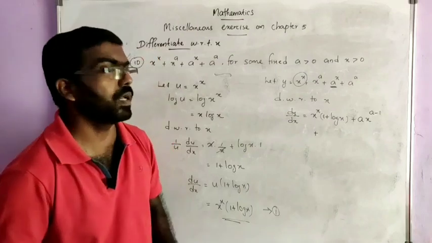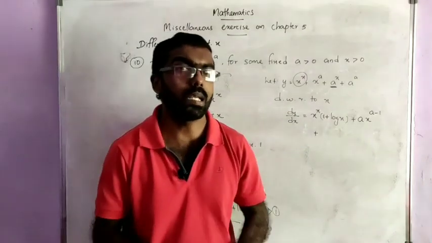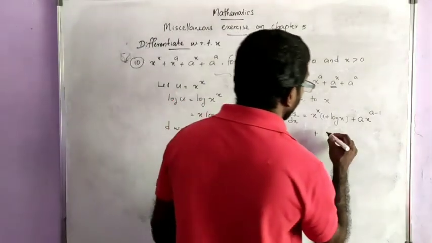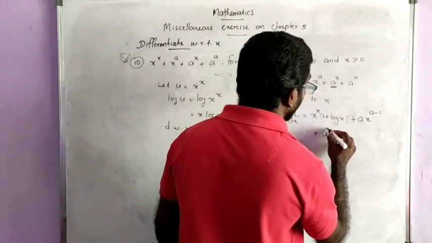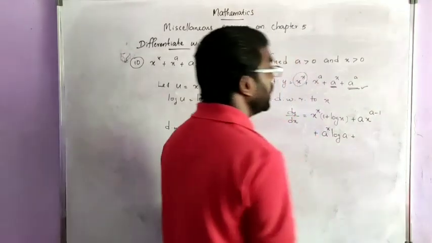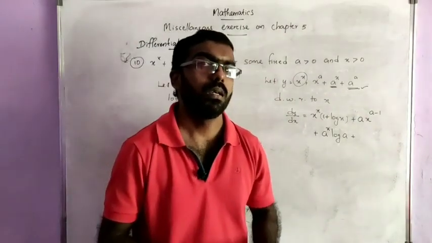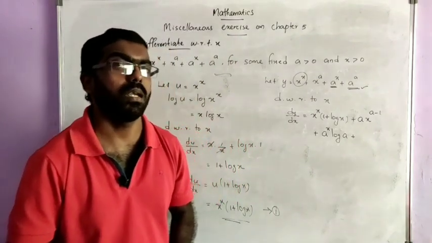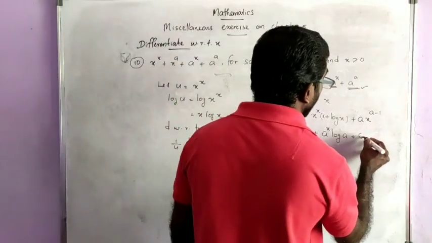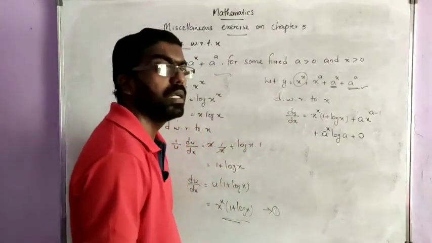a raised to x also we have a direct formula. Derivative of a raised to x is what? a raised to x into log a. Okay, that you already learned. Derivative of a raised to x is a raised to x log a. Then plus, the last term is a raised to a. Here a is a constant. So a raised to a is also a constant, and the derivative of a constant is what? 0. So the derivative of the last term a raised to a will be 0.